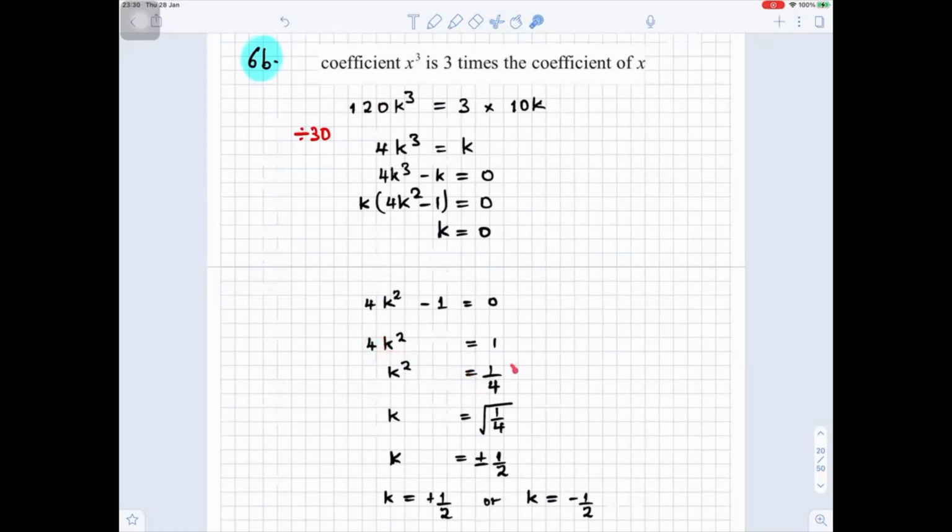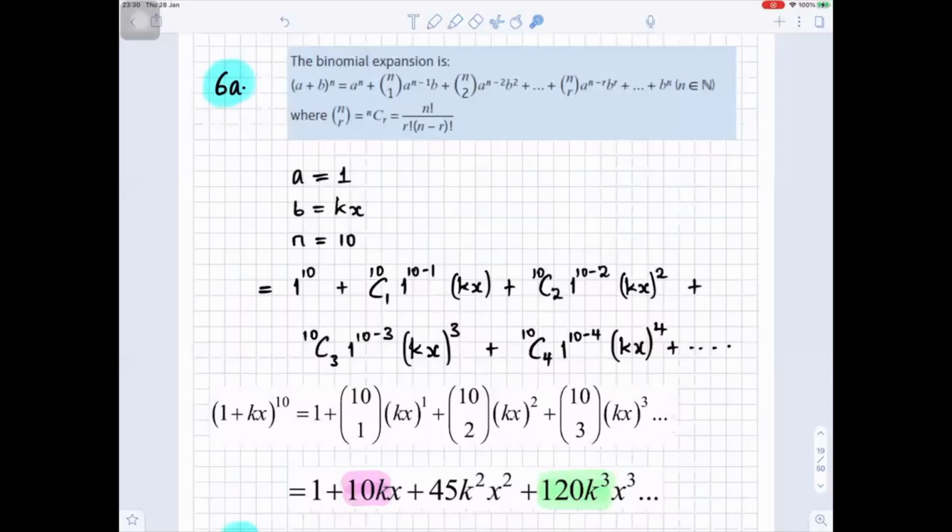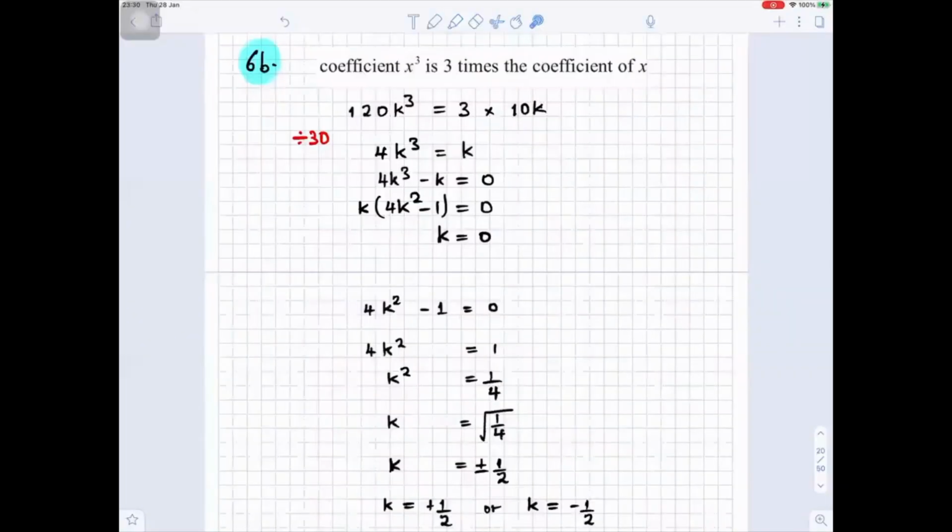k squared is 1 divided by 4. The square goes to the other side and becomes the square root of 1 over 4, which is plus or minus a half. So k is plus a half or k is minus a half. That's your answer for question 6a. And that's the answer for question 6b.